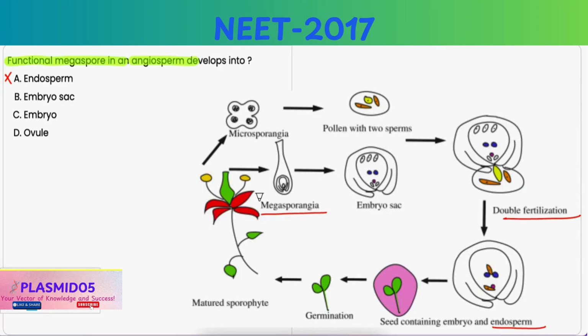Option B, embryo sac. The functional megaspore undergoes mitotic divisions to form the female gametophyte, also known as embryo sac. Hence, it is the correct option.